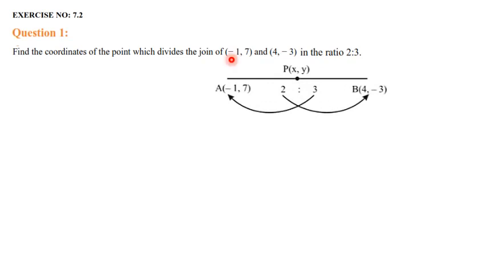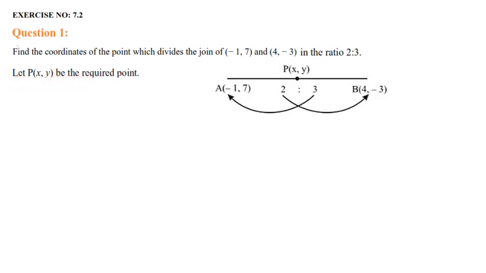I have taken (-1, 7) as A and (4, -3) as B, and there is a point somewhere in between A and B, that is P. I have taken P, the coordinates assumed as (x, y), and P is dividing AB in the ratio 2 is to 3. That is the condition given to you. Let's go for the assumptions.